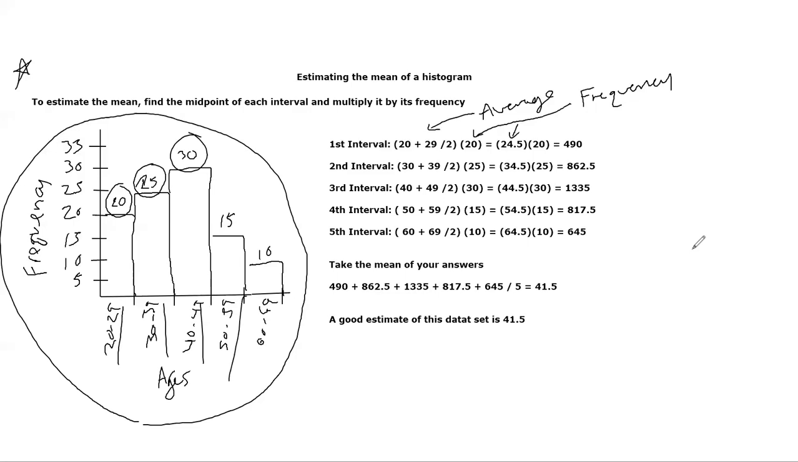We have 50 to 59. So we take the average of that once again. So 50 plus 59 should be 109, divided by 2 is 54.5. Then we multiply that by its frequency, which is 15. 54.5 times 15 gives me 817.5.